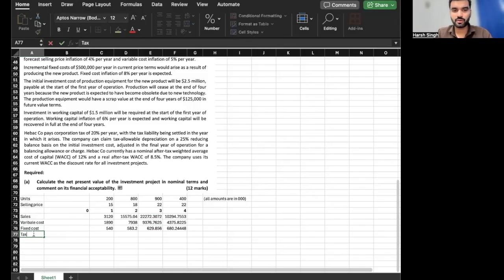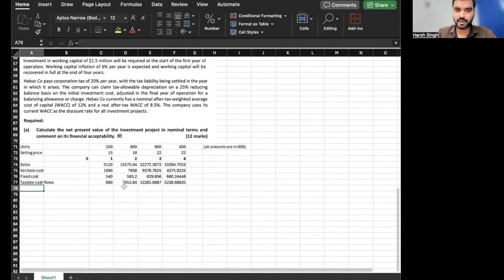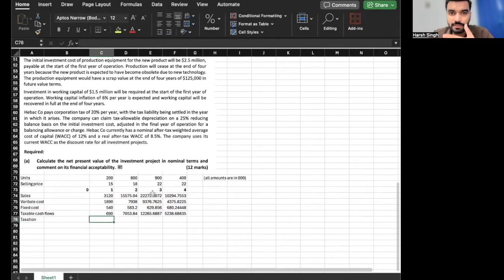Then we'll put down taxable cash flows because everything has already been taken care of: sales minus variable cost minus fixed cost. Control R. Then we have after-tax cash flows, so what is the taxation? Taxation is paid in the year in which it arises. Pays corporation tax at 20%, so this amount multiplied by 20%.